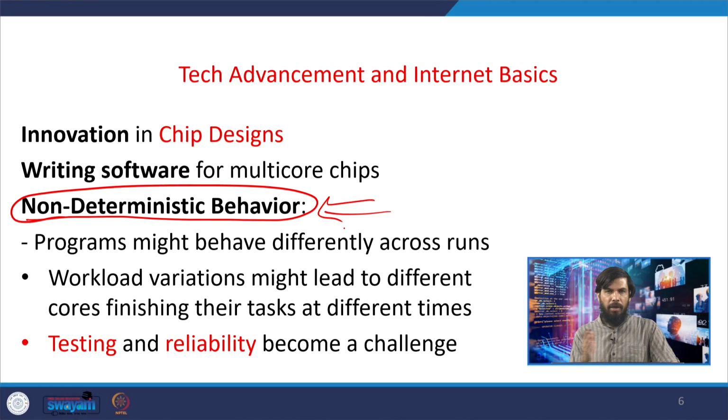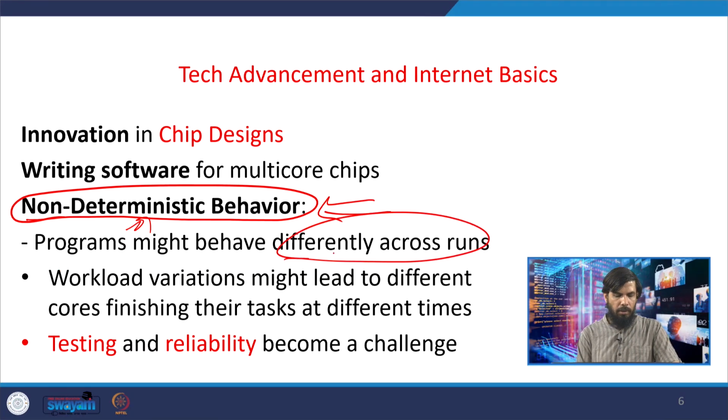So when we are writing software for sequential algorithms and a single speedy chip, everything is predictable. What step comes next, we already know, right. So that predictability, that deterministic behavior, is there. But in the case of a multi-core chip, when we write software for that, non-deterministic behavior comes in, right. So when we say non-deterministic behavior comes in, how does it happen? Programs might behave differently across runs, right.